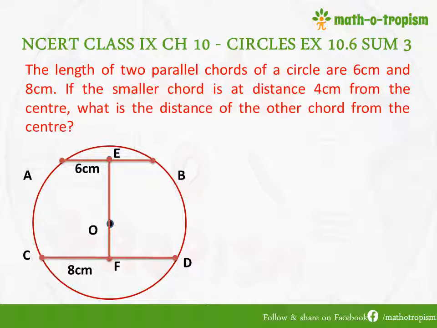Distance means a perpendicular from the center to the chord. So we will draw OE perpendicular to AB, and the distance between them is 4 centimeter. That means OE is 4 centimeter. What is the distance of the other chord from the center? So we need to find the perpendicular distance OF from the center to the chord CD.